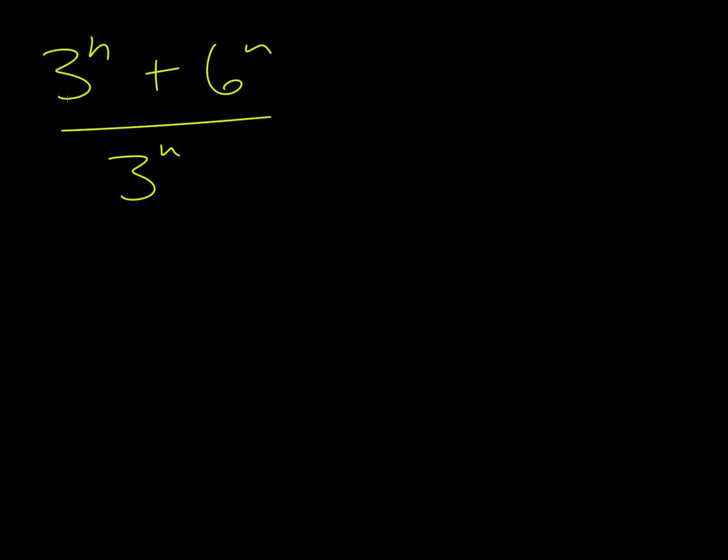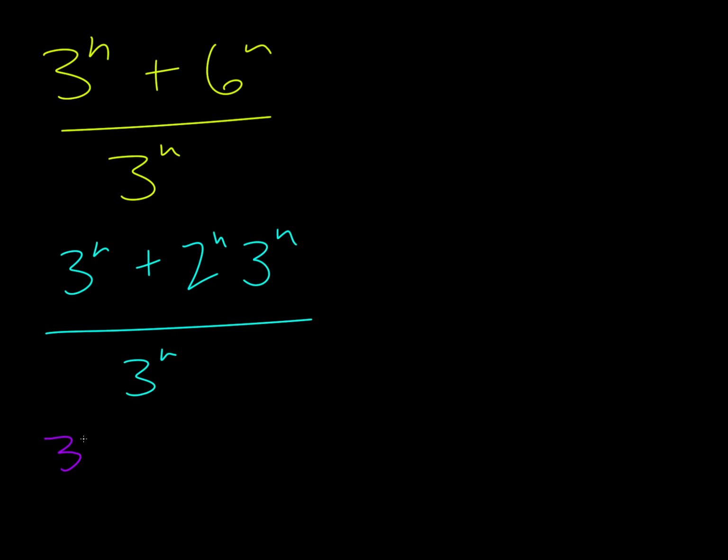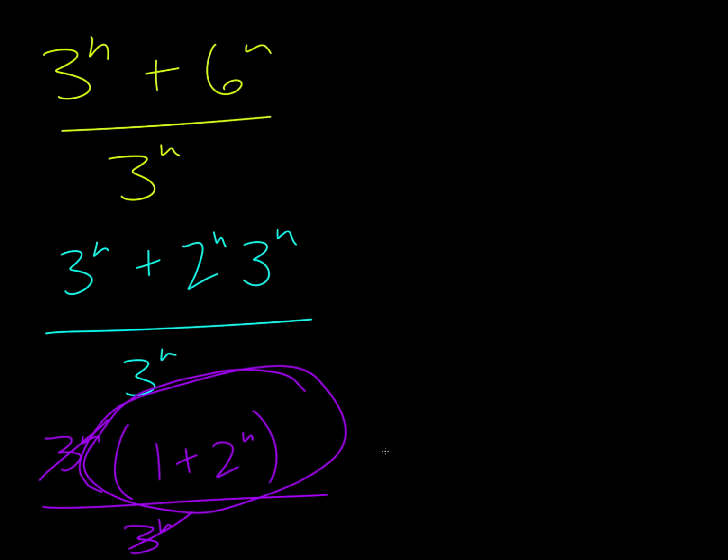Okay, so what we can do with this one, we can say 3 to the n plus 2 to the n, 3 to the n, over 3 to the n. On top, they both have a 3 to the n, so we can factor that out. And so that leaves a 1 right there, and then a 2 to the n. This is still over 3 to the n. 3 to the n cancels 3 to the n, and so this piece is our final answer.